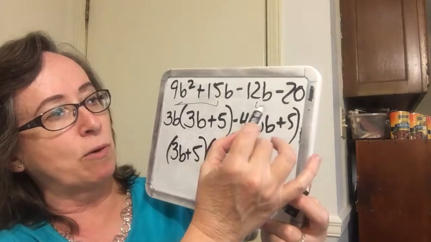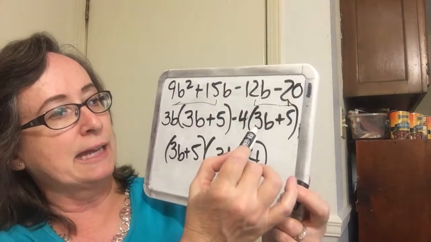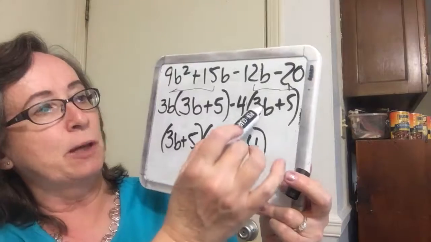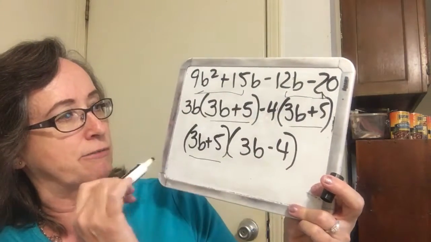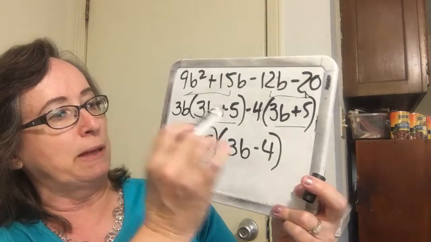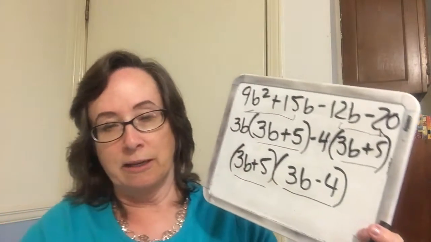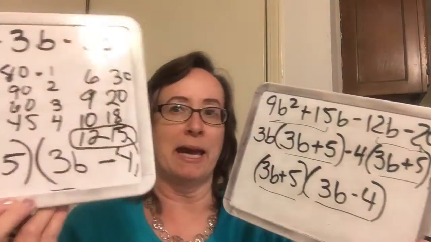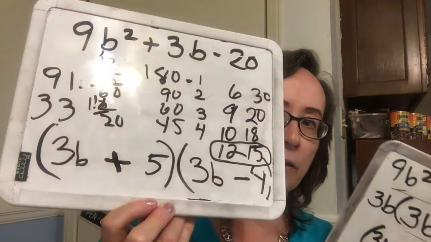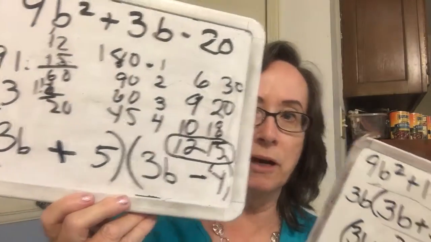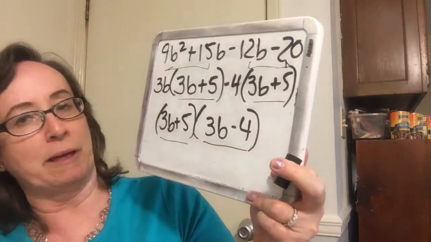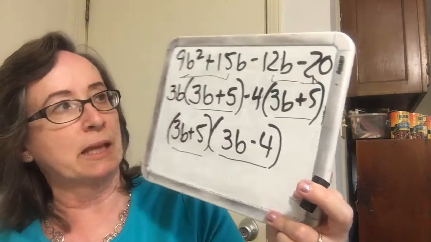Pulling out a negative 4 between these two and getting a 3b plus 5. Then pulling a 3b plus 5 as my greatest common factor out to the front and being left with 3b minus 4, which matches the factors we had before. So we had 3b plus 5, 3b minus 4, and then we have 3b plus 5, 3b minus 4.